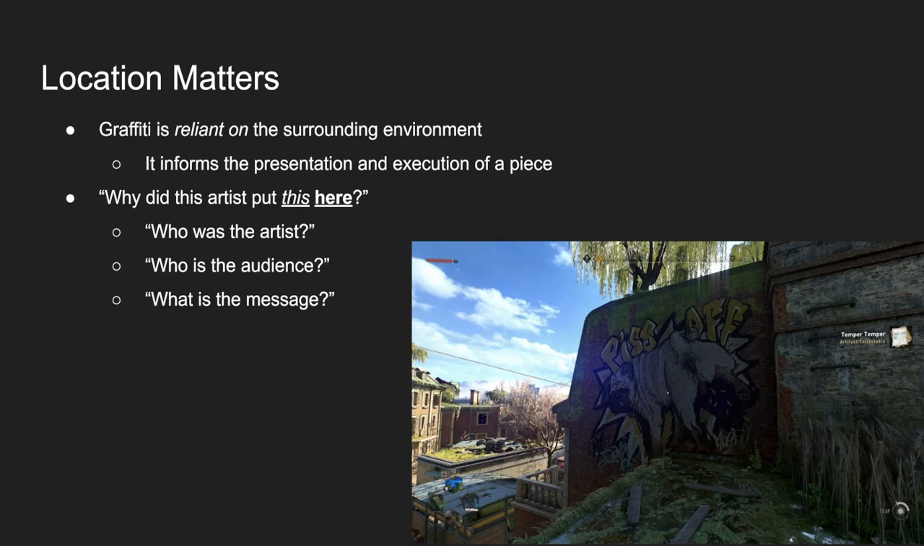Obviously location matters. In graffiti, the context of where it's placed is paramount to its creation. An artist chooses a location for a piece to meet their goals and their audience. So before placing graffiti, put yourself in the shoes of an artist and ask yourself, does this location make sense for the message this artist was trying to say? Why did this artist put this piece specifically here? Some other considerations: who was the artist? What was their motivation? Who was the audience? Who are they trying to send a message to? Who are they talking to?